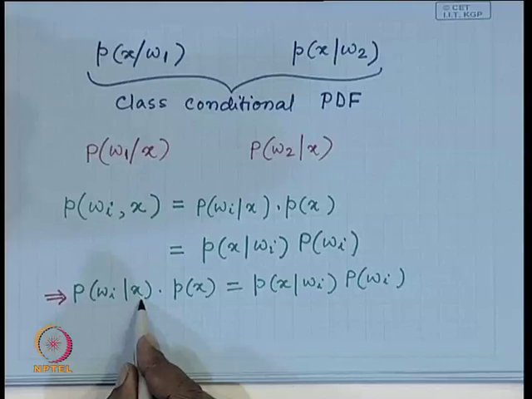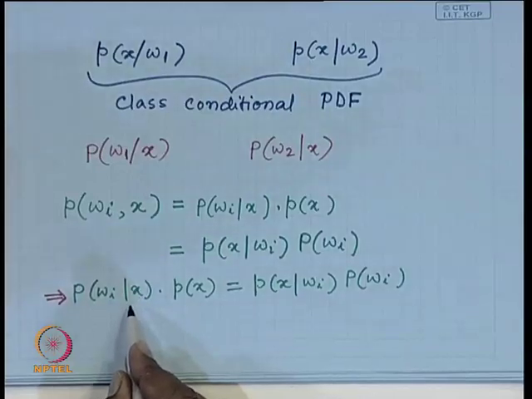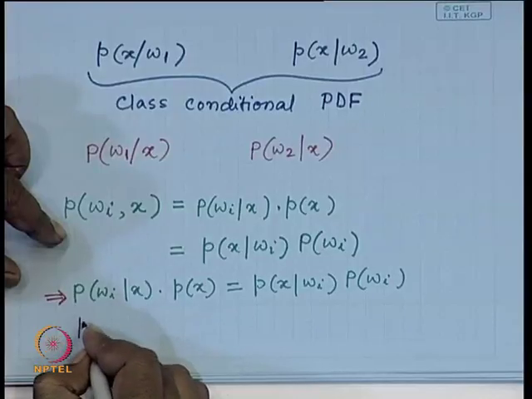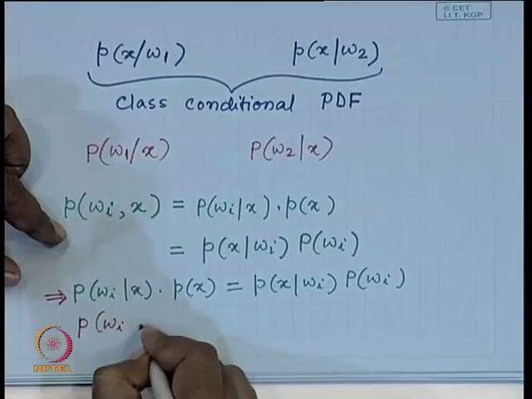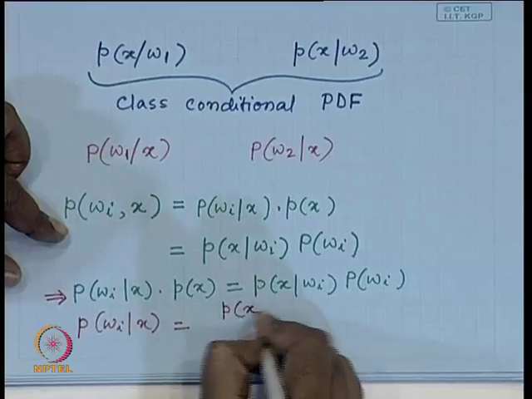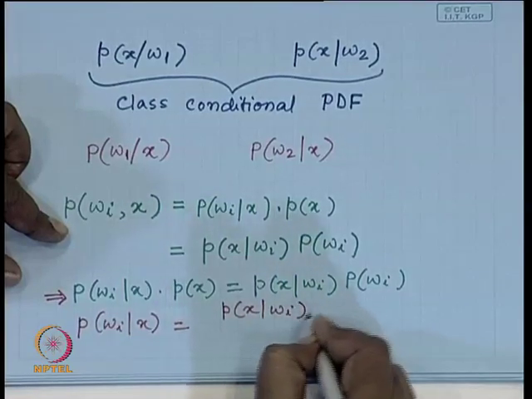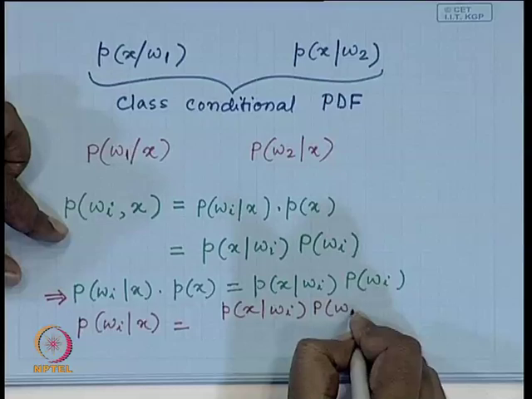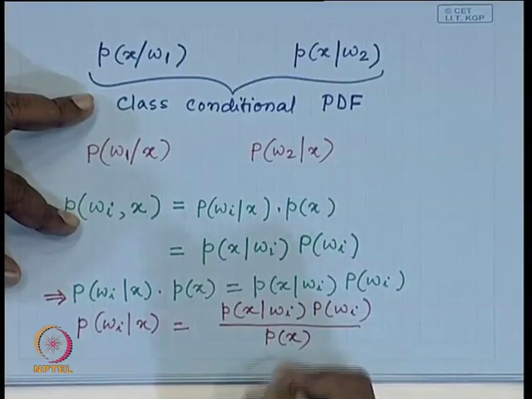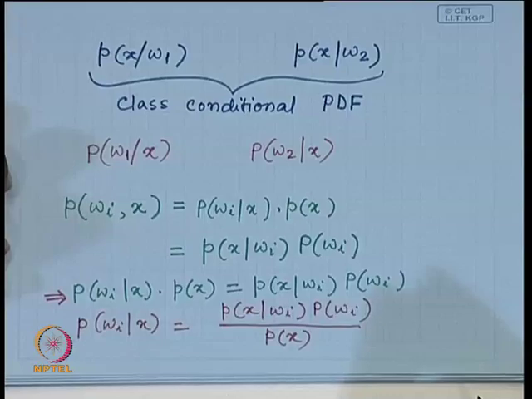Because then only I will be able to say whether this particular object having this feature x should be classified into omega 1 or into omega 2, right. So, from here I get P of omega I given x is nothing but P of x given omega I into P of omega I upon P of x.